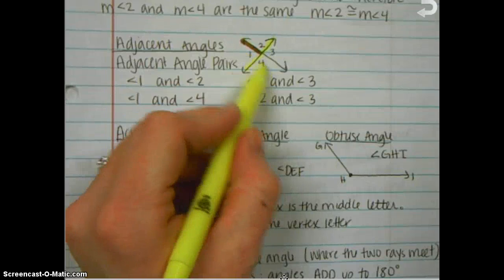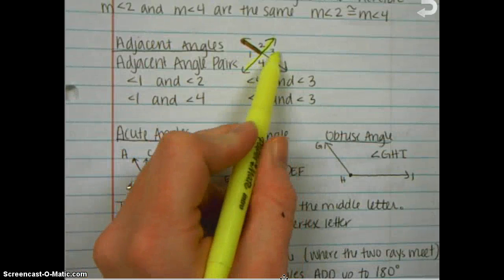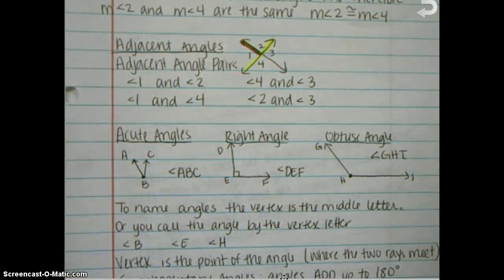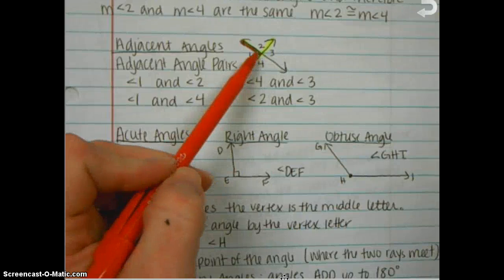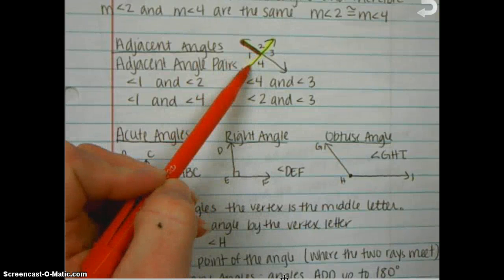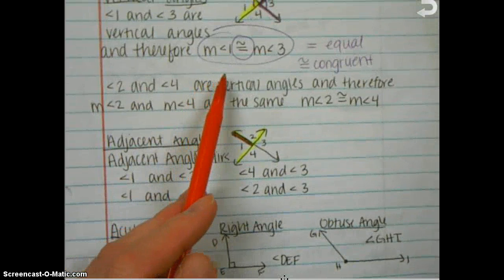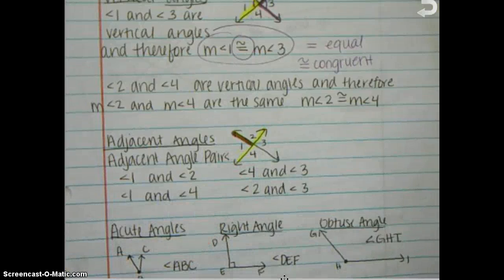Angle 1 and angle 4 are adjacent, they're side by side. Angle 4 and angle 3 are side by side, and angle 2 and angle 3 are side by side. Now, adjacent does not mean that the angles are the same or congruent. Adjacent angles are just going to say that they're located by each other. So there's nothing here like up here at vertical angles, where they would be congruent, they'd be equal. Adjacent, no, that's just telling you that they're side by side.